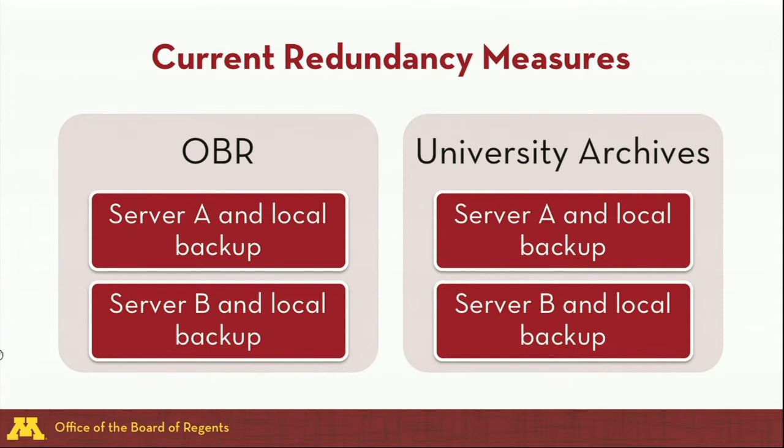Now, the one thing that we discovered is that those 2 locations are both here in the Twin Cities. And so we are working with OIT to ensure that we would also then have some copies backed up to the cloud. So using either Google Drive or Box, or potentially having some other files stored at a server on one of our other campuses. But for the most part, under current practices, there are 8 total copies of the board's records.